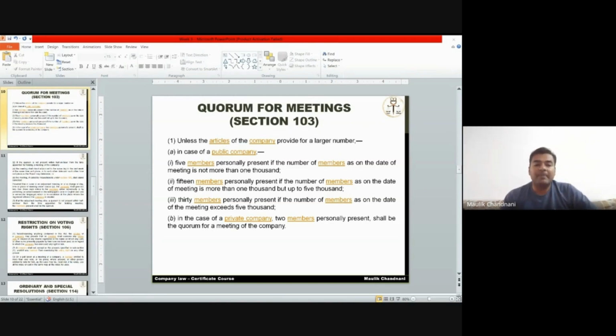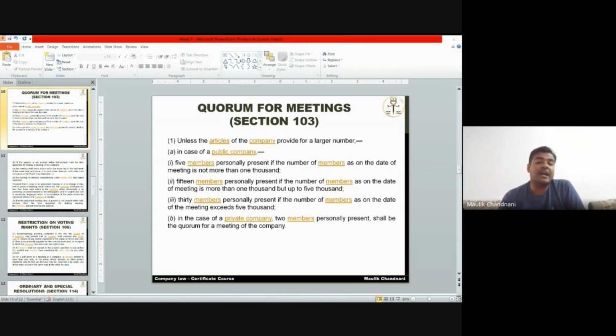If you have not defined any limit, the lawmaker says that in a public company, the quorum will be as follows. If the number of members is up to 1,000, then at least 5 members must be personally present. What do you mean by personally present? Proxies are not allowed. Personally present means that the member himself will be present. So 5 members shall be personally present if your number of members is up to 1,000.